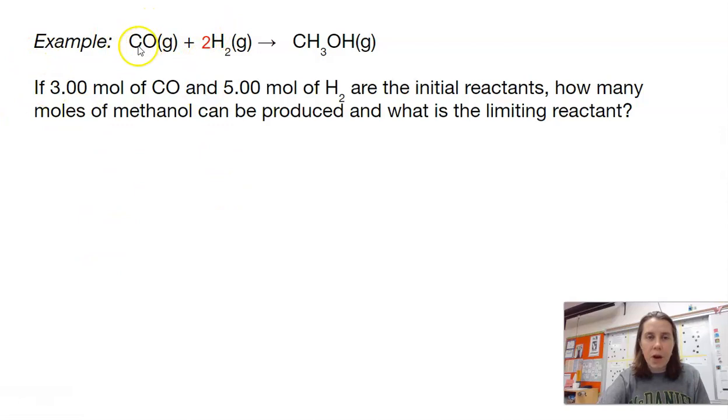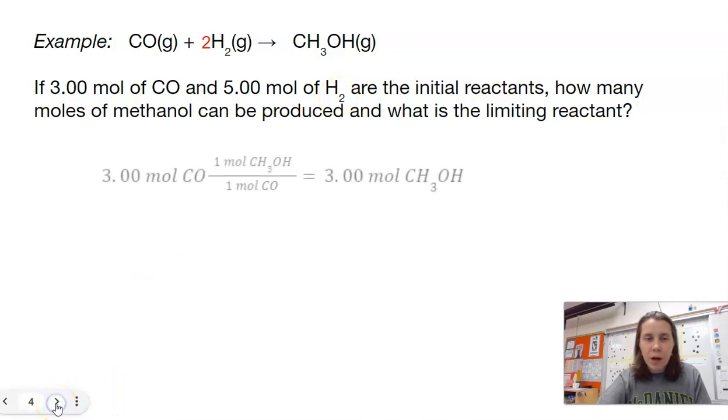The first thing we need to do is make sure our equation is balanced. In this case, that means we're going to need 2 moles of H2 in order to balance it. You can go back and double check my work if you want to. If we have 3 moles of carbon monoxide, 1 mole of carbon monoxide will make 1 mole of methanol. It's just a 1-to-1 ratio, so we should be able to make 3 moles of methanol with that.